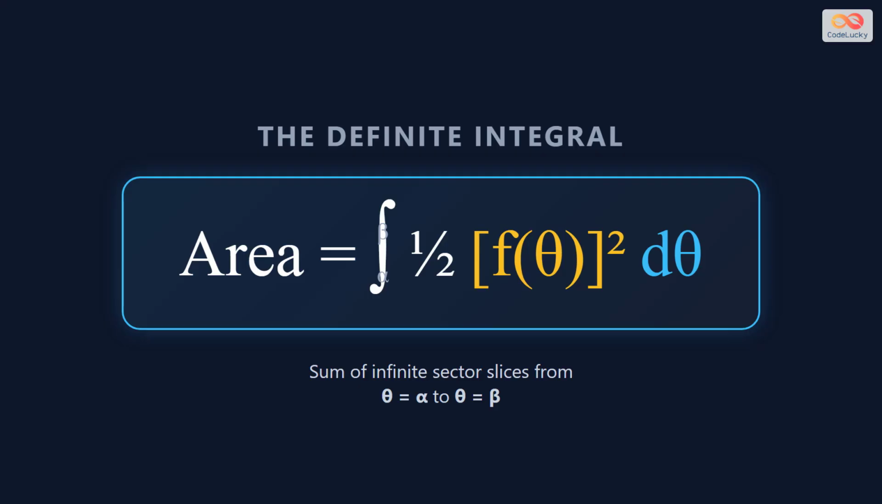By summing up all these infinitely small sectors, we arrive at the definite integral. The total area is the integral from angle alpha to angle beta of 1/2 times the function r² with respect to theta. This is the master formula you need to memorize.